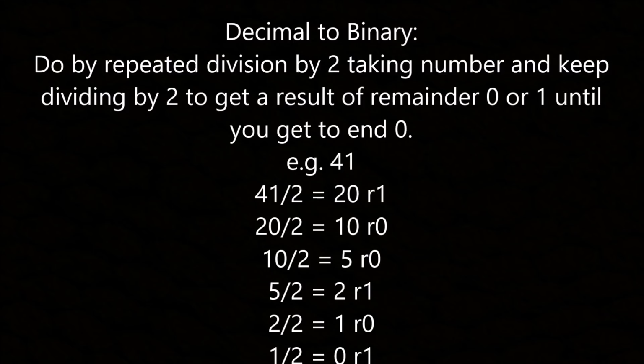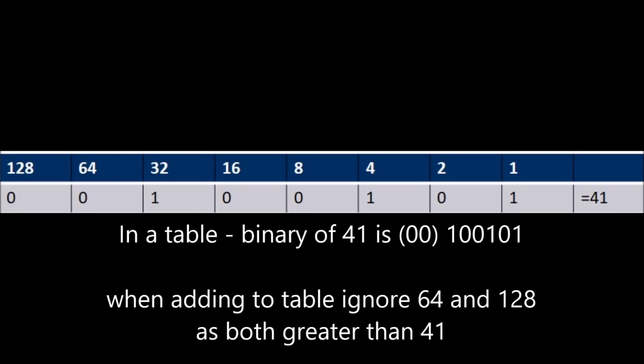An example is 41. So 41 divided by 2 is 20 remainder 1, 20 divided by 2 is 10 remainder 0, 10 divided by 2 is 5 remainder 0, 5 divided by 2 is 2 remainder 1, 2 divided by 2 is 1 remainder 0, and 1 divided by 2 is 0 remainder 1. So in a table, the binary of 41 is 100101.